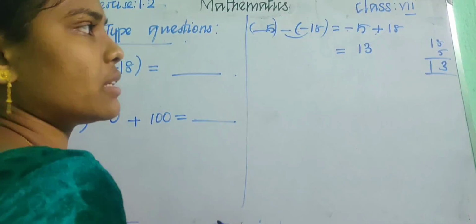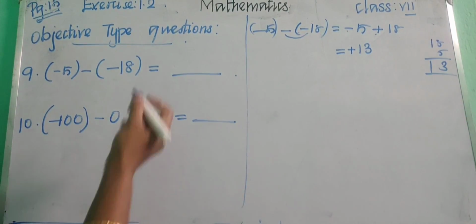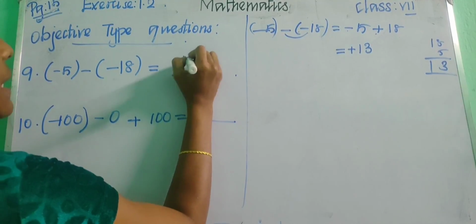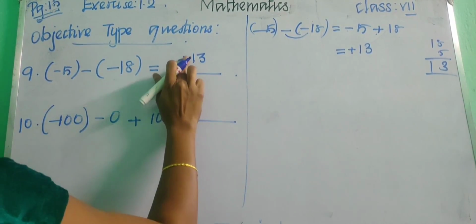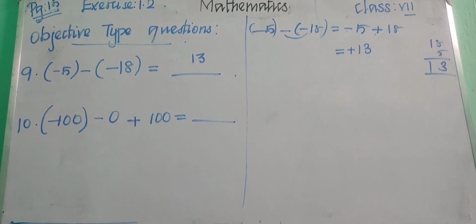So which is the greater number sign? Plus is the greater number sign. So plus 13, okay. So the answer is plus 13. Plus means we need not put the sign, so 13 is the answer, okay children.